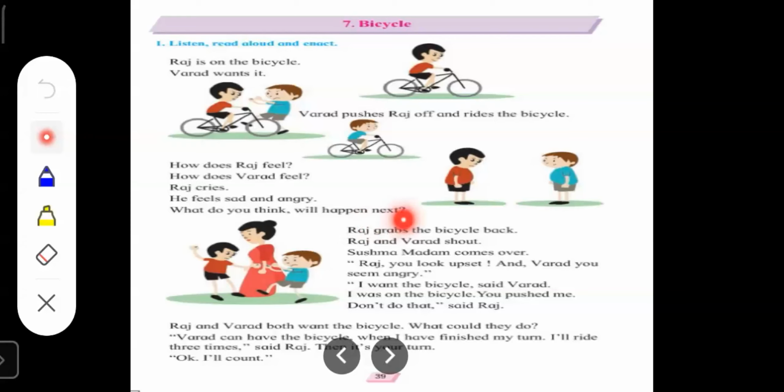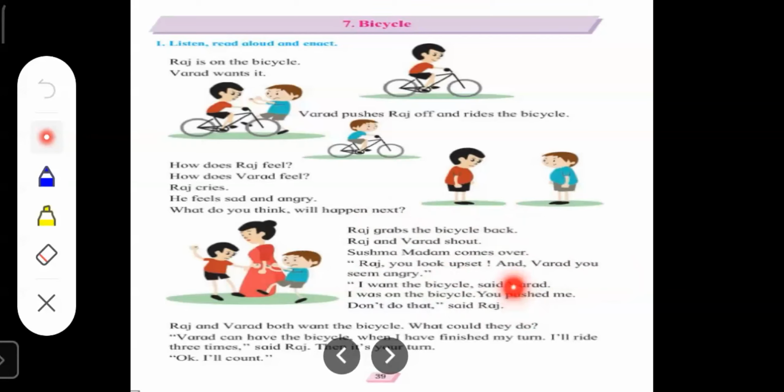Raj grabs the bicycle back. Raj and Varad shout. Sushma madam comes over. Raj, you look upset. And Varad, you seem angry. I want the bicycle, said Varad. I was on the bicycle. You pushed me. Don't do that, said Raj.